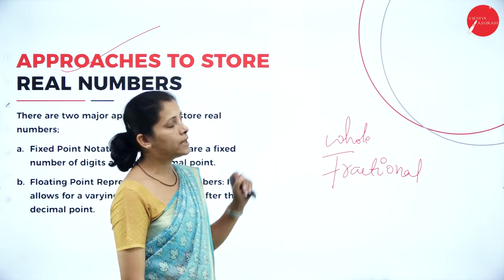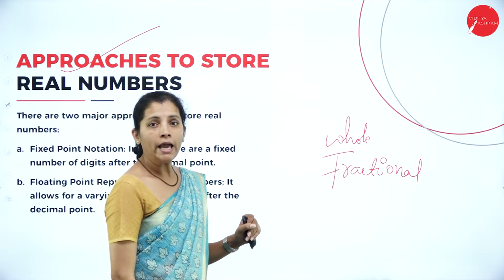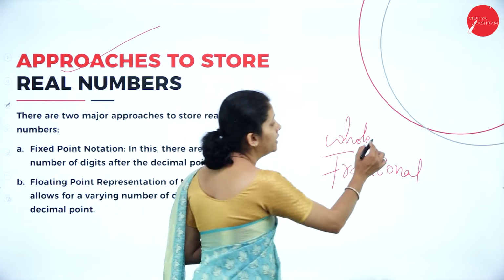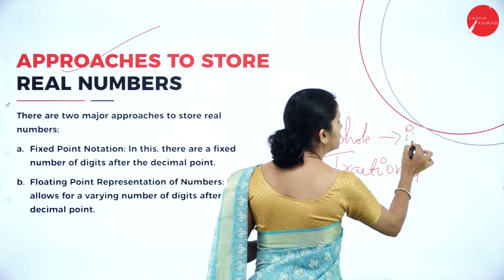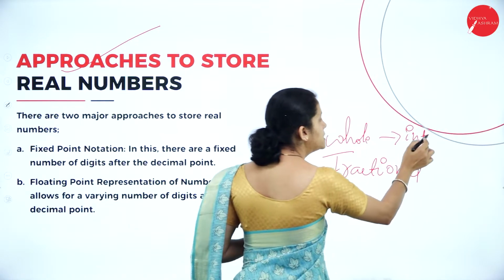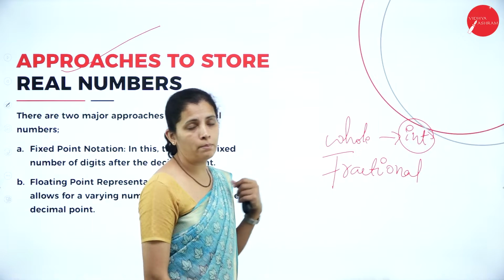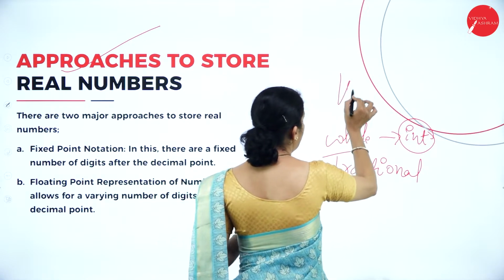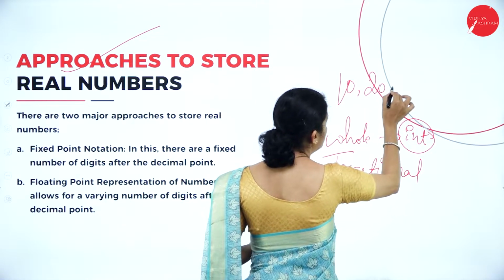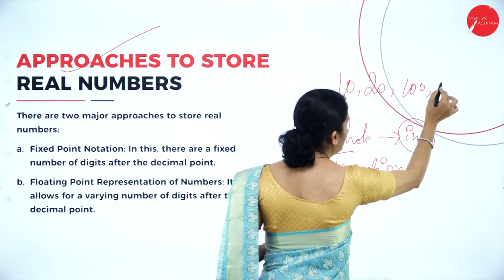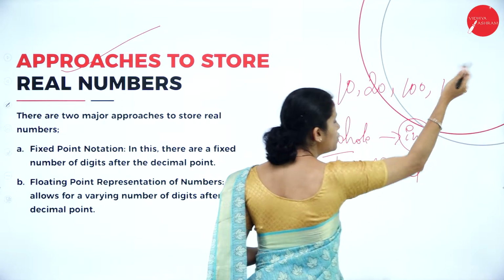So what is whole number? For example, if I have integer, so this integer always represents whole number. Example, 10, 20, 100 and 1000 and so on.